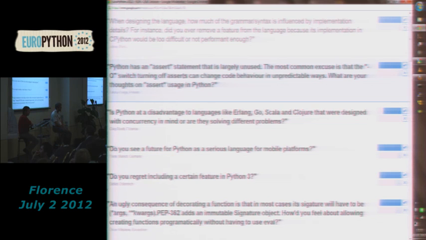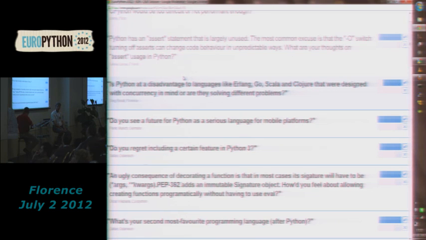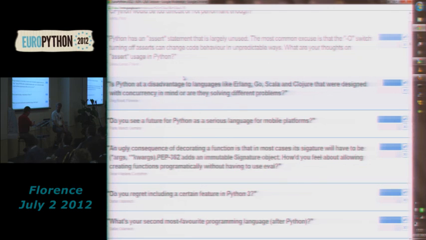We have a very dynamic question, so I just memorized the next question and it's changed. Now we have, is Python at a disadvantage to languages like Erlang, Go, Scala, and Clojure that were designed with concurrency in mind, or are they solving different problems? I'm not sure how you can call Python at a disadvantage while it's so vastly more popular. So maybe it is designed to solve a different problem. And that's fine with me too.